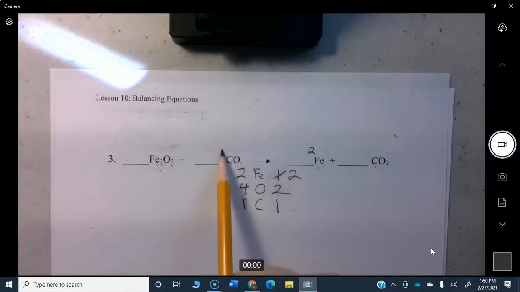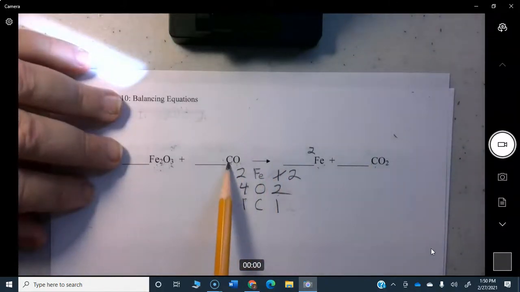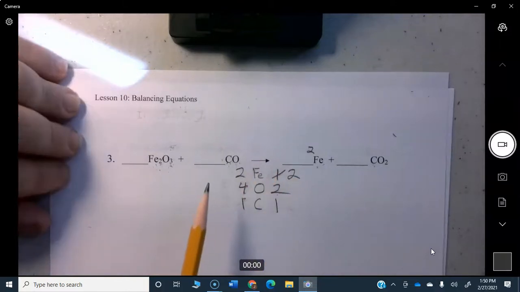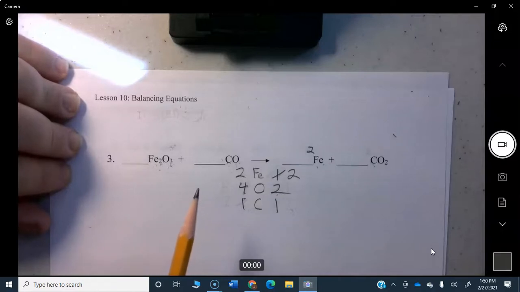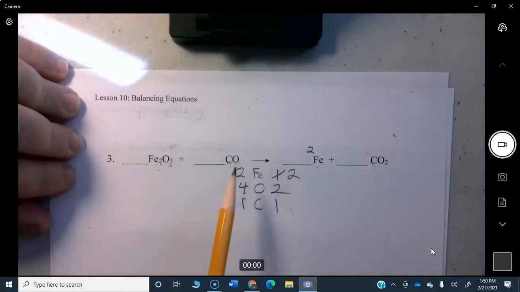And so if I put a 2 here, I have to put a 2 here. If I put a 3 here, I have to put a 3 there. That way the carbon stays in balance. So I have to find a way that I don't throw the carbon out of balance, and yet allows me to balance the oxygen, which is the last element that's out of balance. Whenever you have 2, it just makes it a little trickier. Let me just try putting a 2 here.